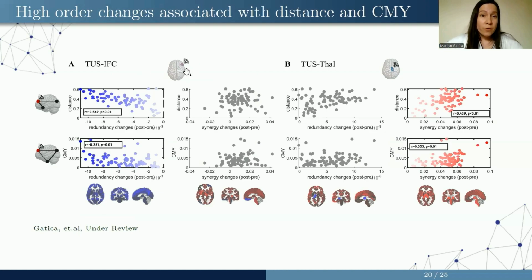In the case of the inferior frontal cortex, we recovered the effects in the redundancy, and in the case of the thalamus, we recovered it with the synergy. With this idea in mind, we propose a simple model, a Hopf model of oscillators, in order to try to explain this propagation in the brain.